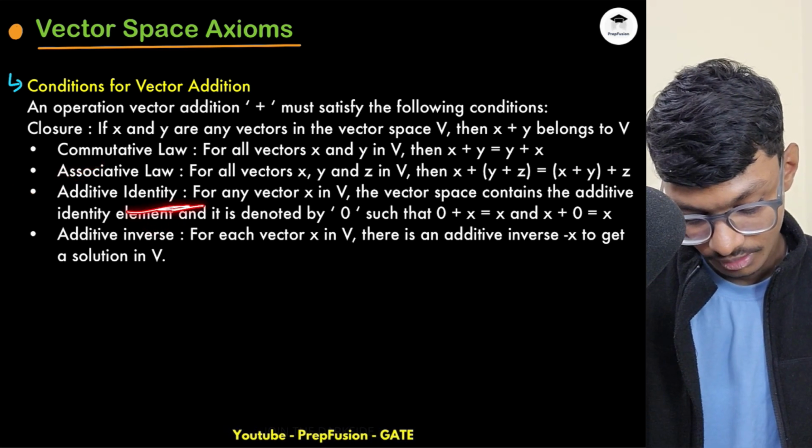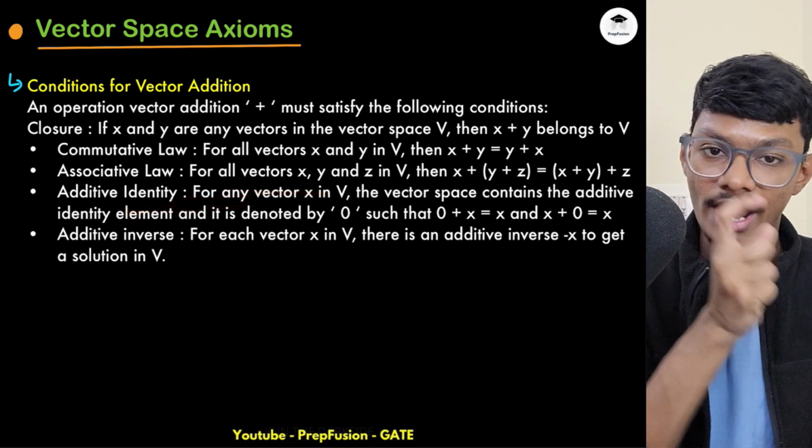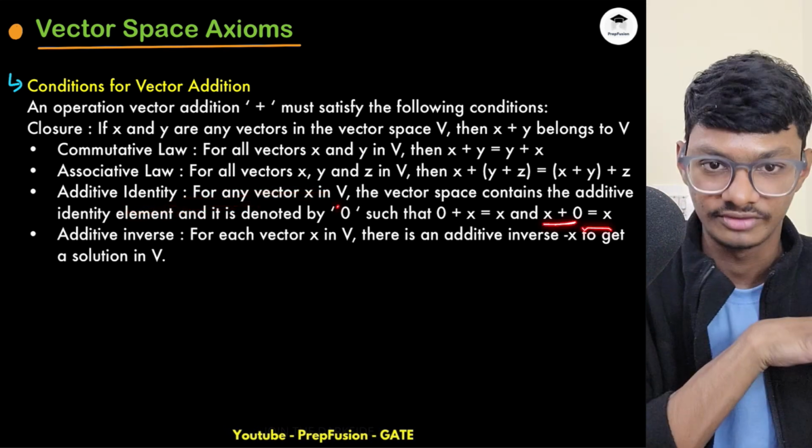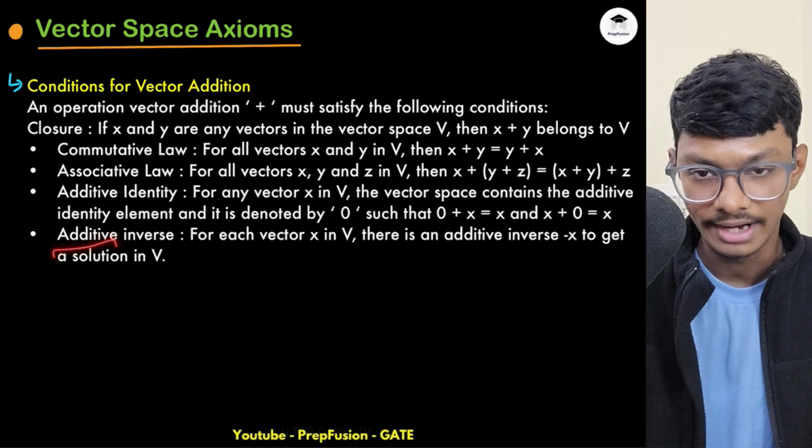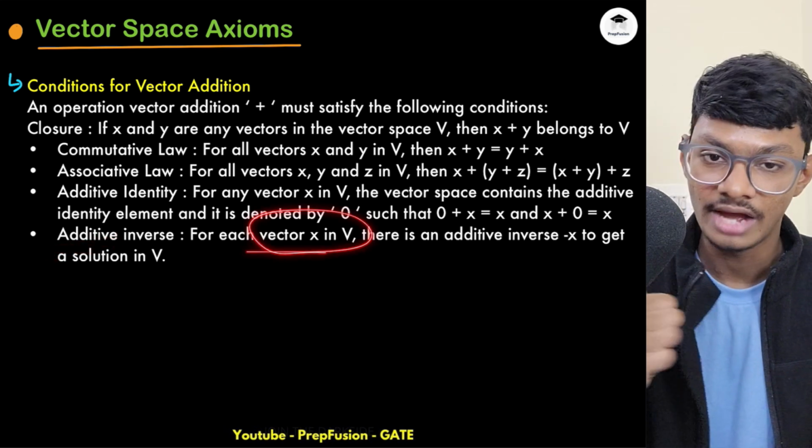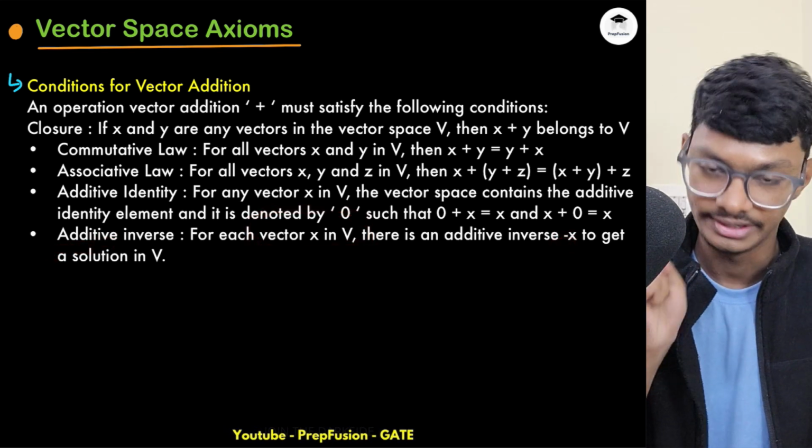Then the identity element, the additive identity. Basically, if you add 0 to a vector, you will get back that same vector itself. It won't change. Additive inverse: each vector will have its additive inverse, that is minus x. It has to satisfy this, right?